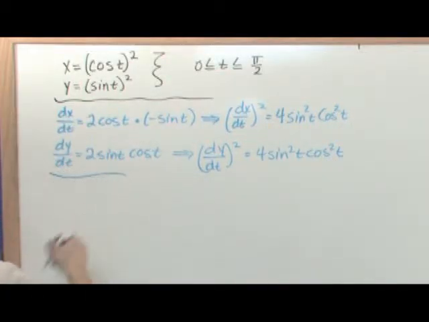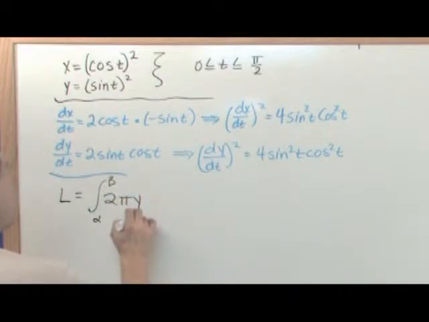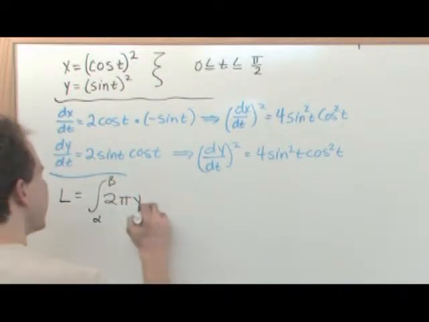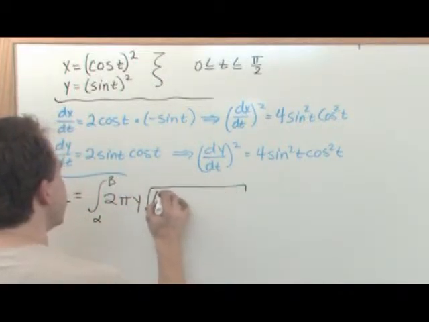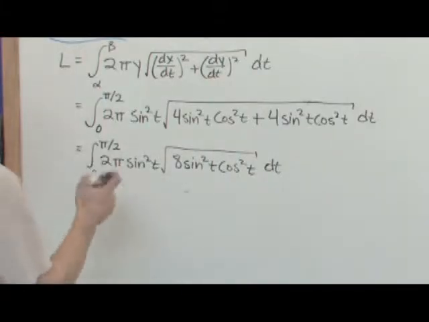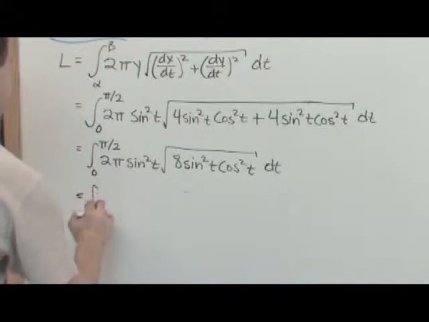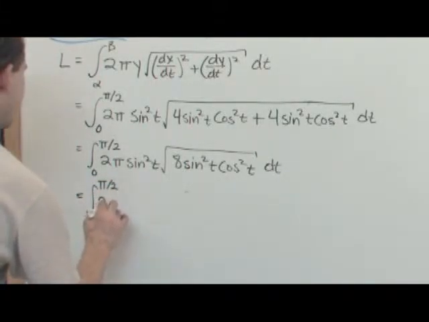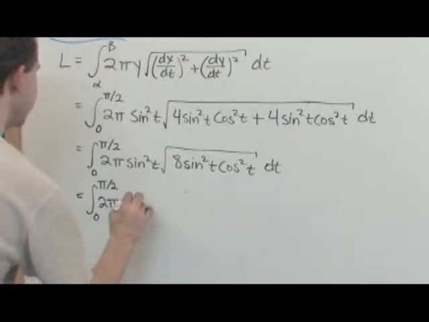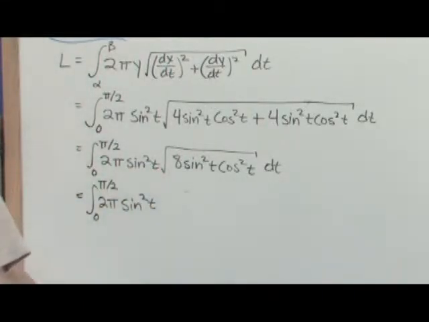Okay. Now what we're going to do now that we have all the information is we're going to plug it in to our formula, which is integration from alpha to bravo, 2 times pi times y times the square root of dx dt squared plus dy dt squared. Happy when you see something like that. You're probably on the right track. Integral 0 to pi over 2, 2 pi times the sine squared of t. I haven't done anything but rewrite this stuff.